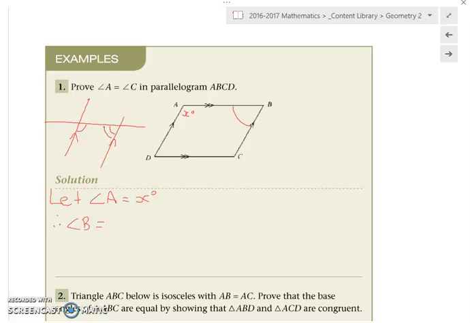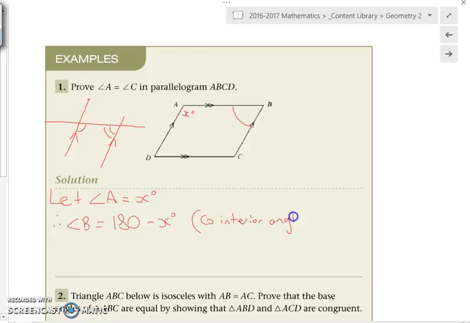Okay, so I could write this. B is 180 minus X degrees. Happy with that? That's what supplementary is. Now I've got to give a reason. What's my reason? Angle A and angle B are co-interior. And AD is parallel to BC. Happy with that? So basically I've said which parallel lines I'm using as well.